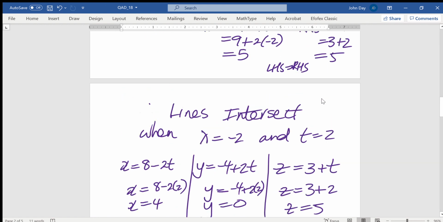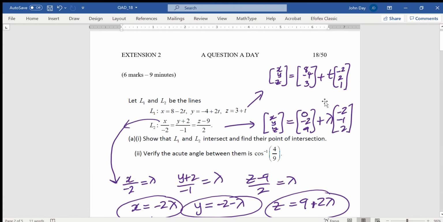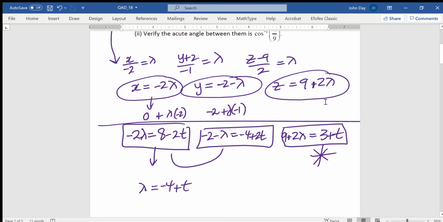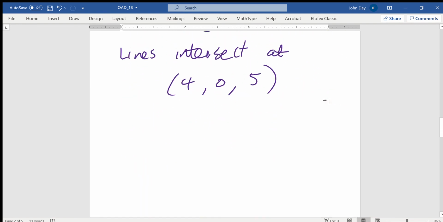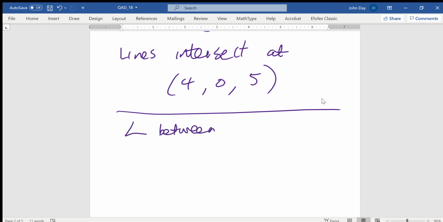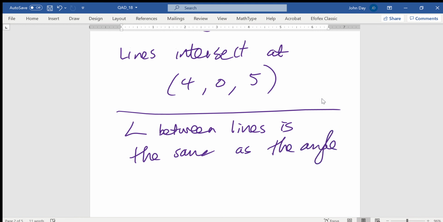Okay, last part, they want us to verify that the acute angle between the lines is inverse cos of 4 over 9. So the angle between the lines is the same as the angle between the direction vectors for the lines.